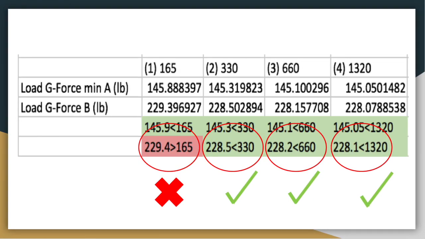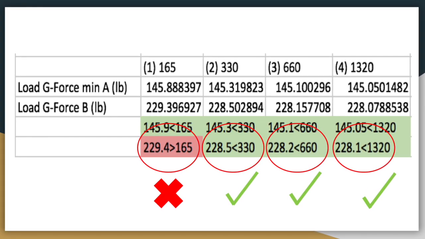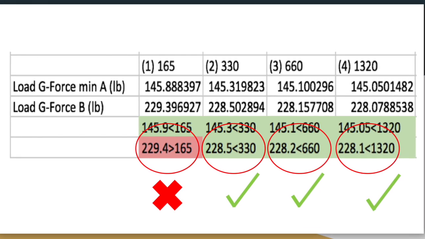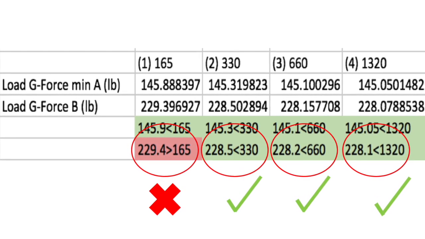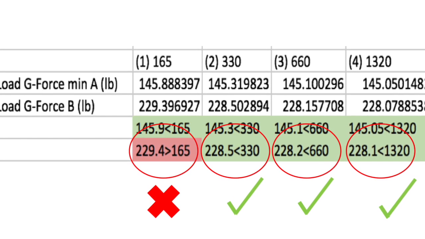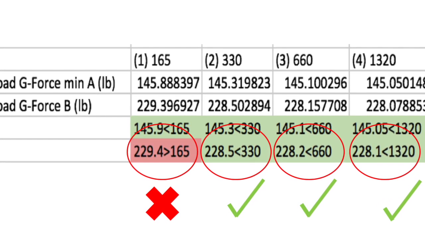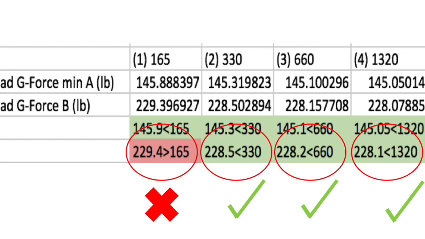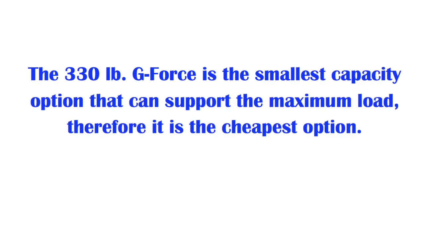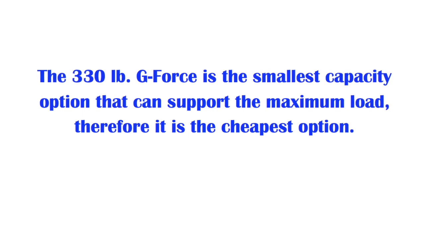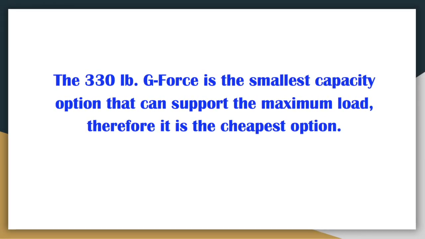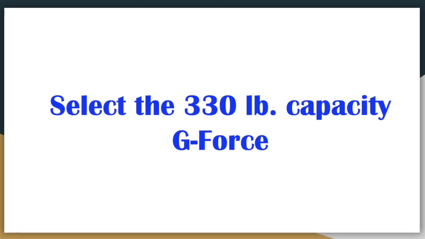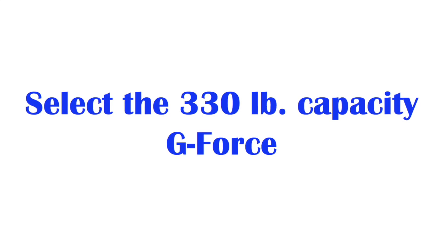As shown in the chart, the 330-pound G-Force can support both products A and B. The 330, 660, and 1,320-pound G-Forces are all viable options, but because cost increases linearly with the load rating, the best option is the 330-pound G-Force. The 330-pound G-Force is the smallest capacity option that can support the maximum load. Therefore, it is the cheapest option. For the product weights given, select the 330-pound capacity G-Force.